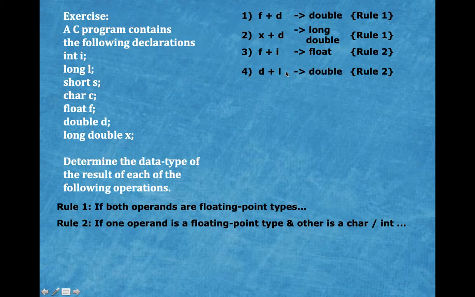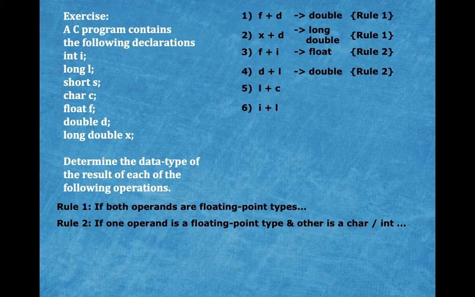Keep in mind that f and d are floating point types. i and l are not floating point types. So one floating point type, another not a floating point type, the result will be the same as the floating point type. I hope that was simple. Now let's go to the next two expressions, l plus c and i plus l.